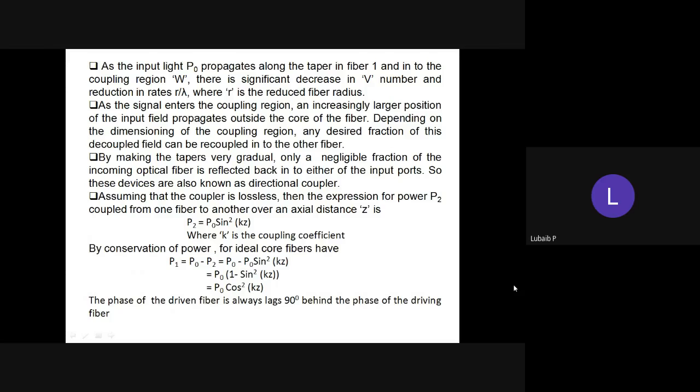So these devices are also known as directional couplers. That is, by making the tapers very gradual, only a negligible fraction of the incoming optical power is reflected back to either of the input ports. So these devices are known as directional couplers.